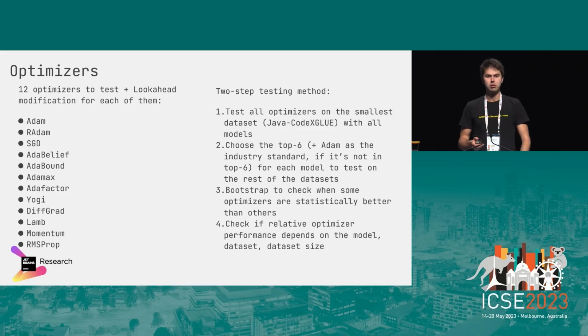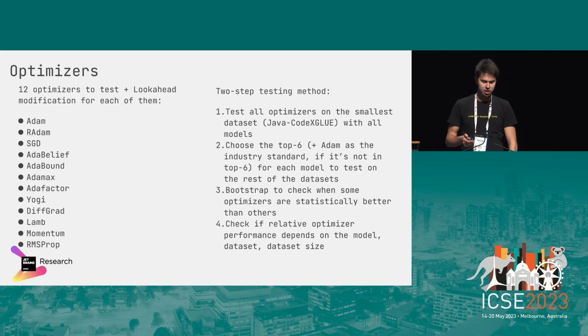Okay, so there are lots of optimizers available. When we started our studies, there were more than 100 available, and it's impossible to study all of them. So we focused on the 12 most popular that are available in the PyTorch optimizers package, which are most likely to be used by practitioners. For each optimizer, we also use its Lookahead modification. Lookahead is basically first looking at several consecutive steps generated by a particular optimizer, such as Adam or Momentum or SGD, and then making a real step in this aggregated direction.